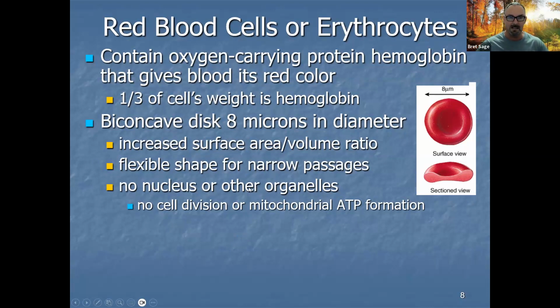One of the reasons why I don't really consider red blood cells true cells, because body cells normally have a nucleus that allows it to divide and repair. Red blood cells are really just bags of hemoglobin. Should not be called cells at all, but they are. There's no cell division or mitochondrial ATP formation because there's no nucleus. Basically, all they are is just a bag of hemoglobin. Some chemical processes occur in there, but very little.